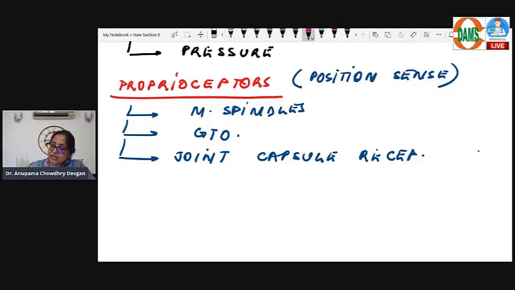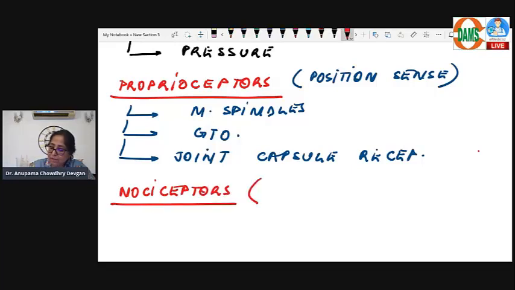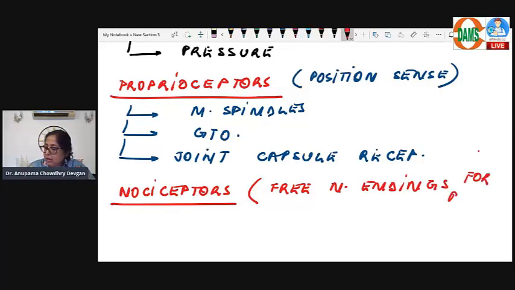Another slowly adapting receptor is the nociceptor. Nociceptors are free nerve endings for pain. These are slowly adapting receptors, which makes so much sense, isn't it? Let's say you've touched something hot. The moment you touch something hot, there is a pain that you feel which makes you withdraw your hand.